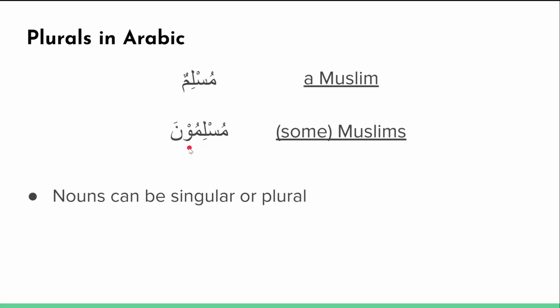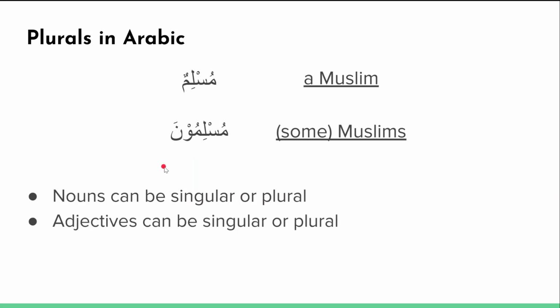So Muslimun becomes Muslimuna. Now this kind of plural is just one of the 3 different kinds of plurals that we'll see in just a moment. But you should know that this applies to nouns, so nouns can be singular or plural, but it also applies to adjectives. So adjectives can also be singular or plural. Now that's something we don't see in English, for example.